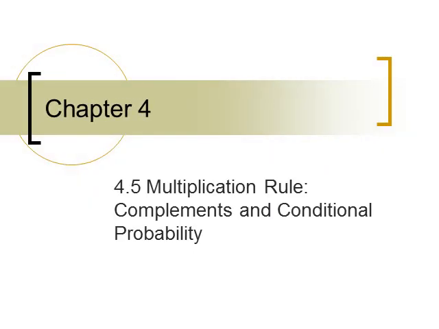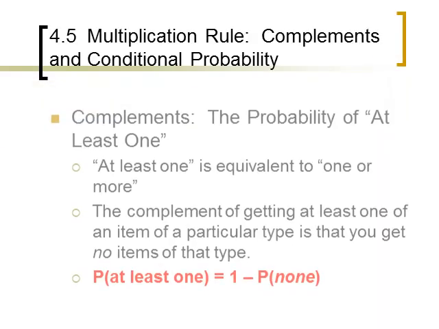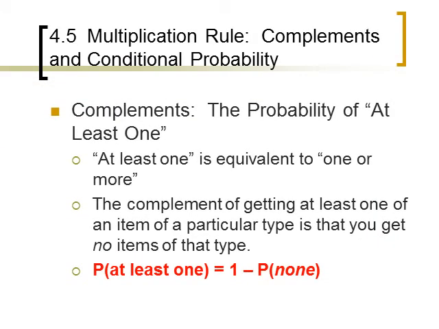In Lesson 4-5, we're going to discuss some special types of applications of the multiplication rule in probability. We're going to look at conditional probability and then also how we can use complements to help us solve probability questions easier. A complement of the probability of at least one is something that we want to look at specifically in this section.